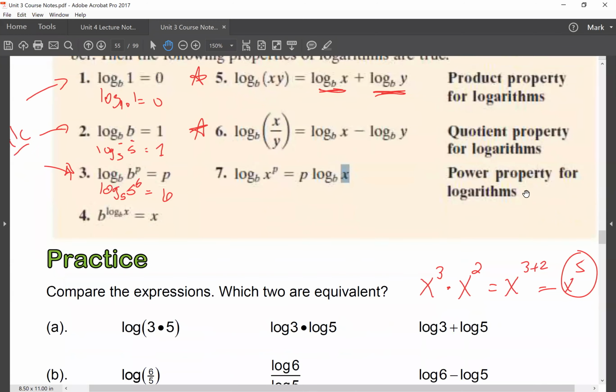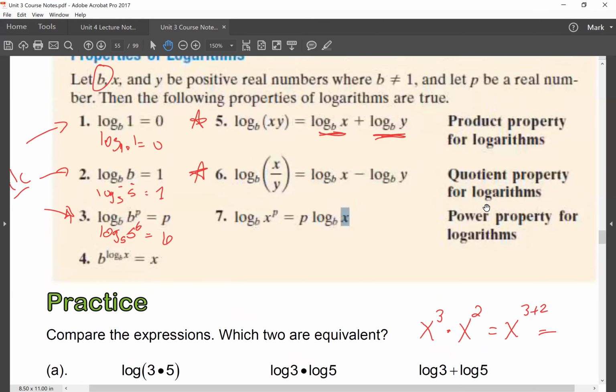Similarly, let me erase my writing here. If we had the exact same thing, but I did division of exponents, you guys know that we could simplify that as 3 minus 2. Well, the same thing goes for rule 6. If you have a logarithm, and again, any base, it doesn't matter what b is, if it's x divided by y, then you can turn it into subtraction.